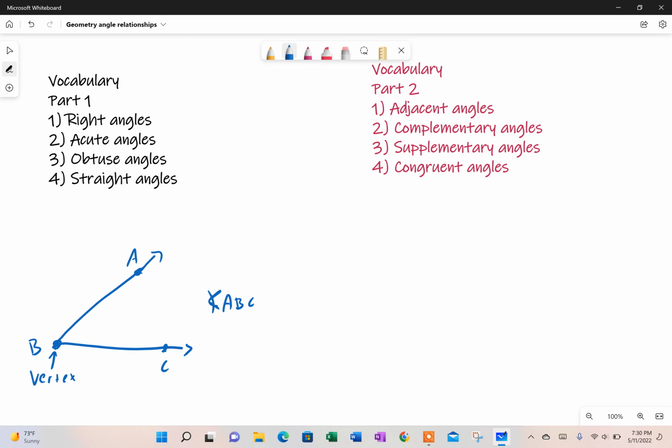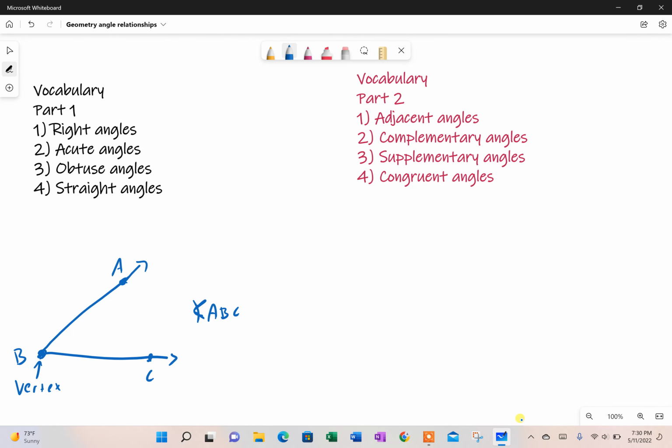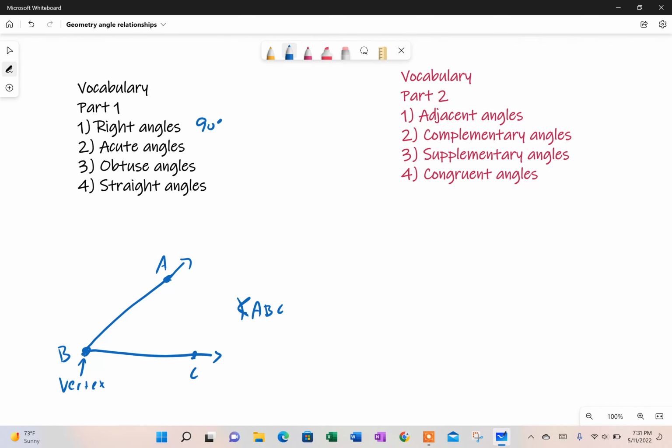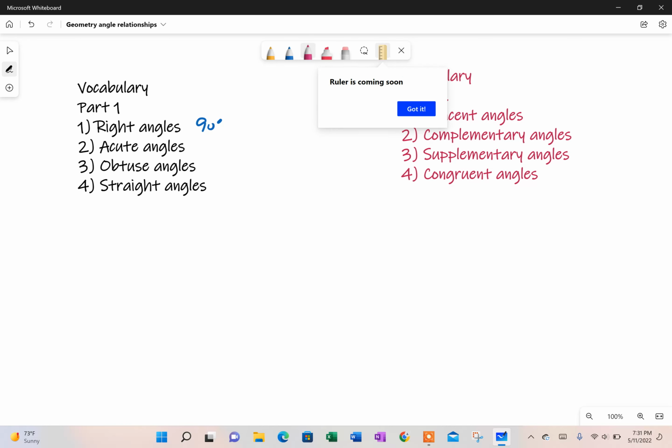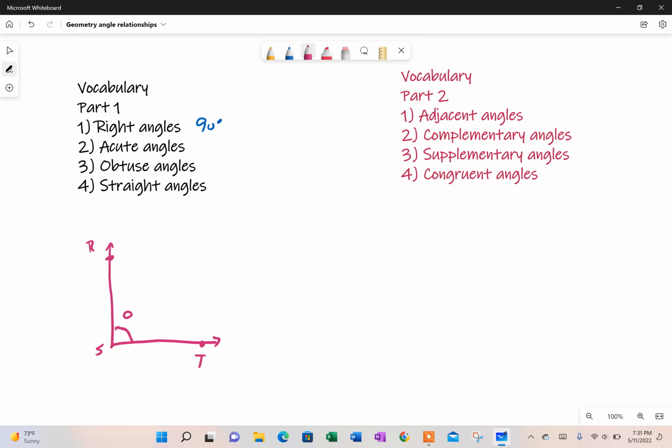The first angle I'm going to talk about is a right angle. Right angles have a measure of 90 degrees. Right angles look like this. I forgot the ruler function is not here. We'll call this angle RST, and this angle here is 90 degrees.